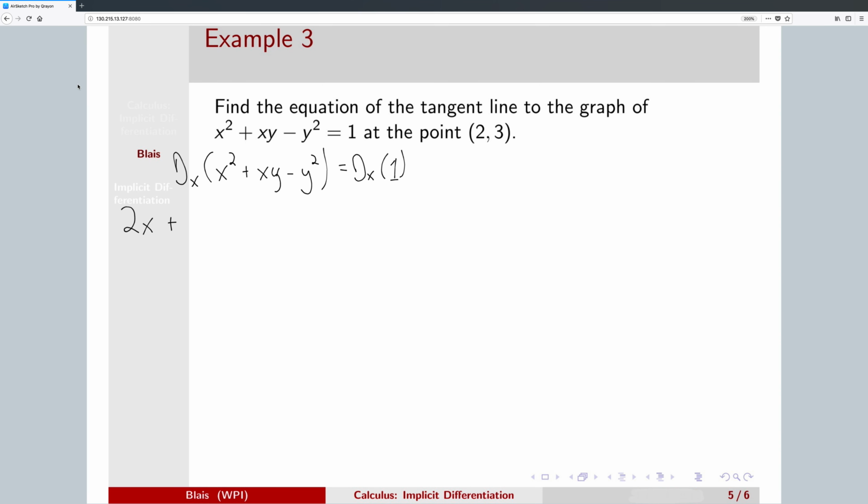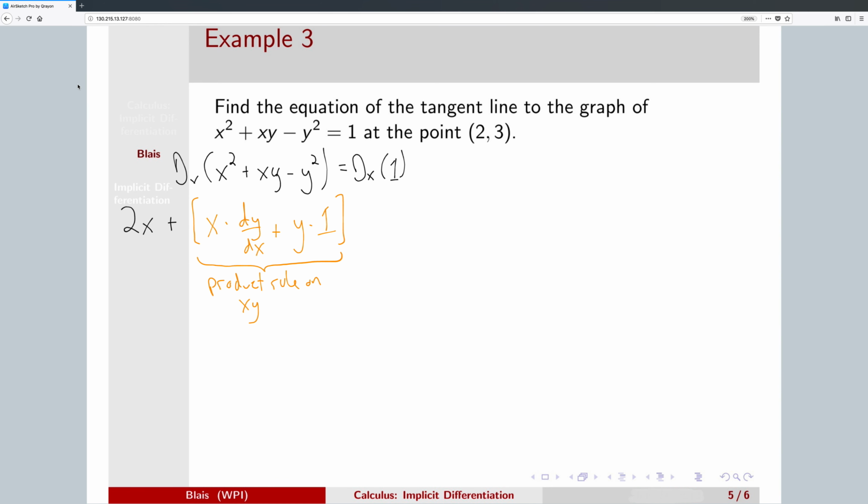So for our product rule, we have the first times the derivative of the second, the derivative of y with respect to x, that's dy/dx, plus the second, y, times the derivative of the first, which is 1. And again, this was product rule on that xy term.